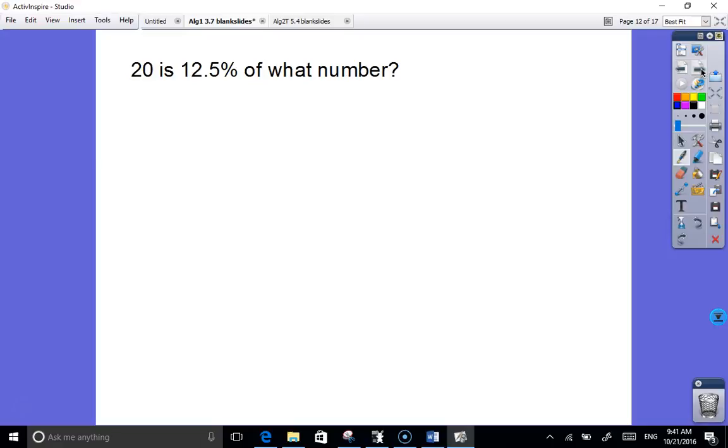So what's the missing thing this time? The whole, right? Because what comes after the "of" is the whole. So we have to set this up: 20 is 12.5% per 100 of what number? Okay, now how are we going to solve that one?